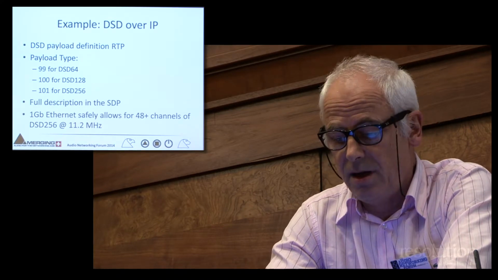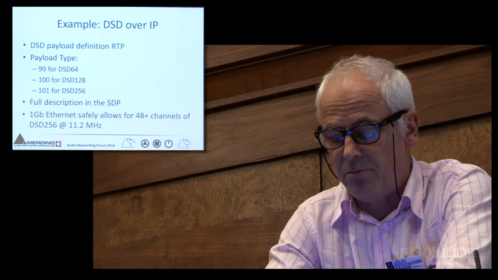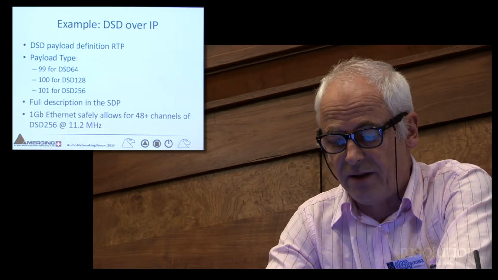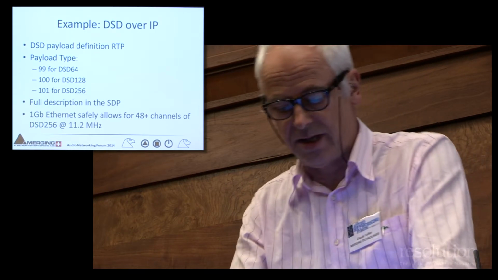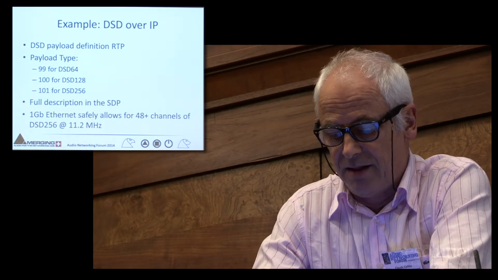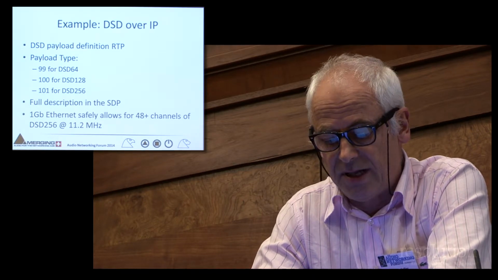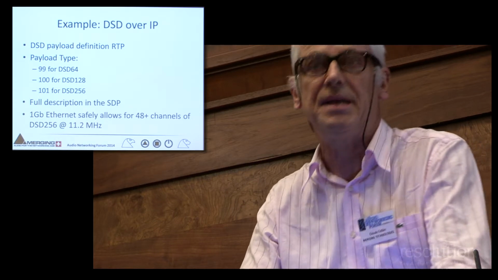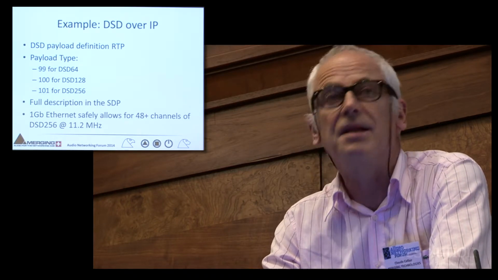One short example I will take here is that over time we decided it would be a good idea to transport not only PCM, but also DSD over IP. And basically the only thing we had to do was define a new payload type, and we defined 3 of them: one for DSD64, one for DSD128, and for now we content ourselves with stopping at DSD256, which is already quite an achievement. And a full description in the SDP, and that's it. On 1 gigabit Ethernet, we can safely transport more than 48 channels of DSD256 at 11.2 megahertz. Just to give you a relationship to standard PCM channels, that would be well over 400 PCM channels at 48 kilohertz.